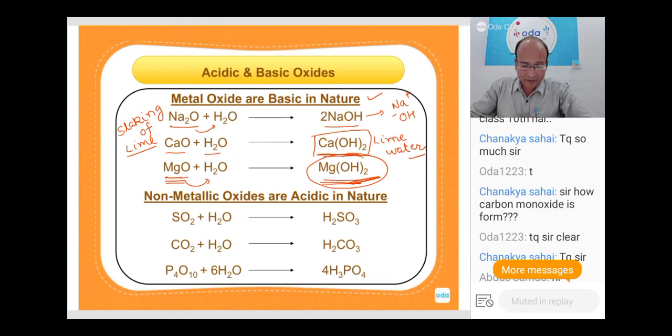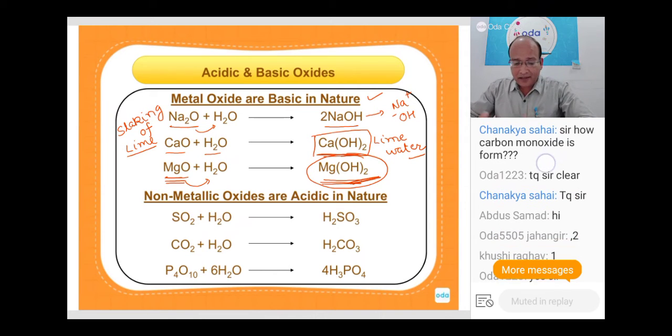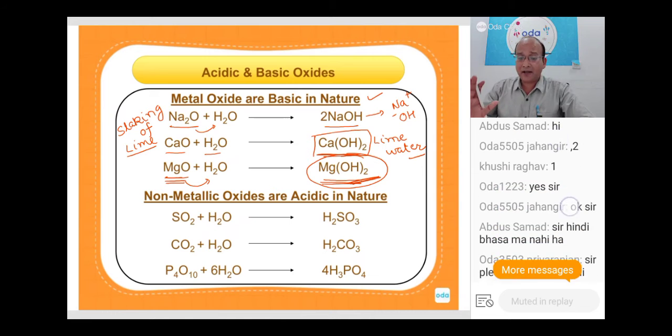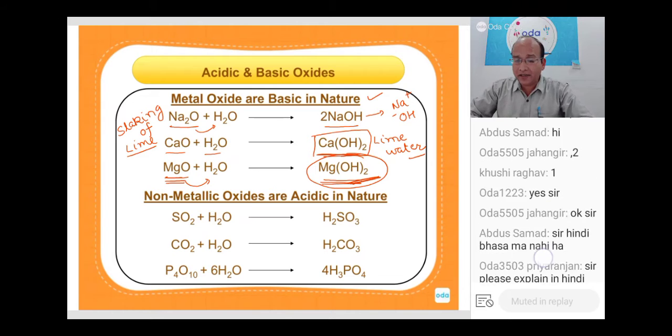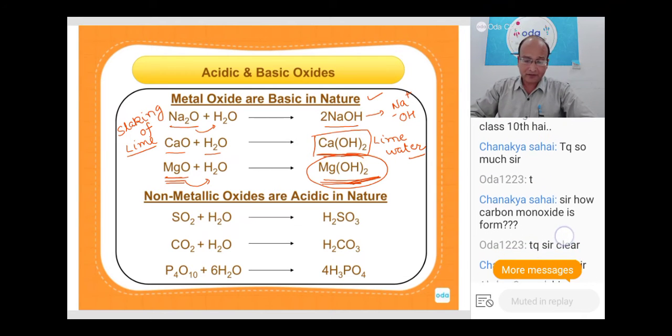Okay, ODA 1211, did you understand, beta? Okay, yeah, beta, you can discuss it after the class. Okay? Did you understand? I hope this is clear. So most of the metal oxides are basic in nature. I hope this is clear.